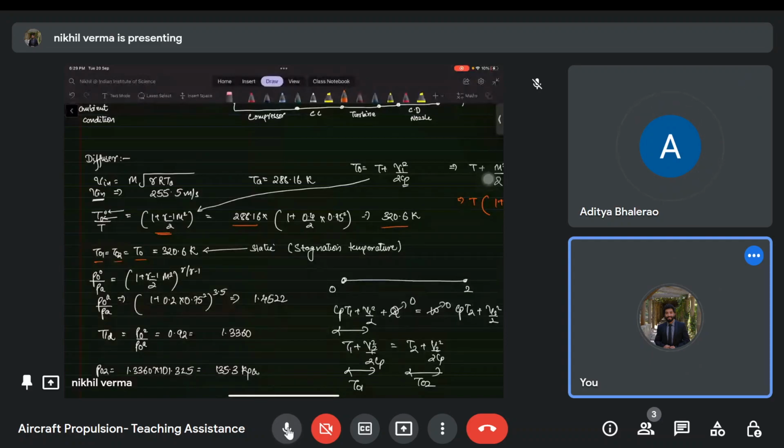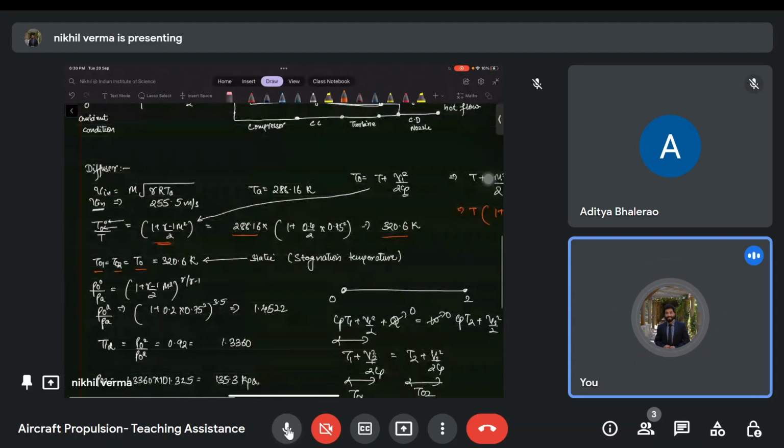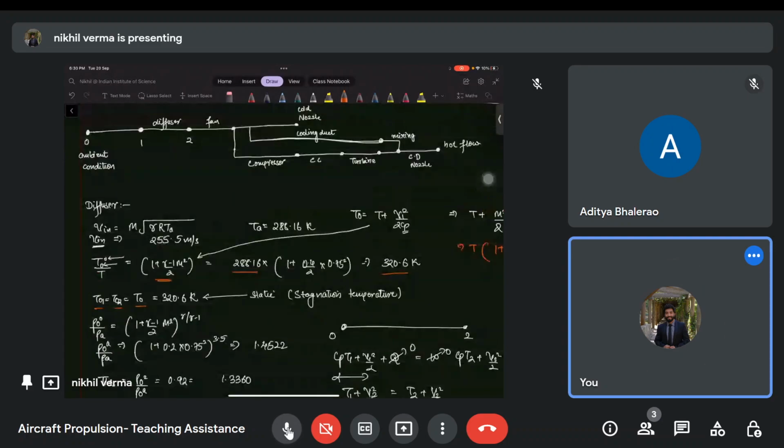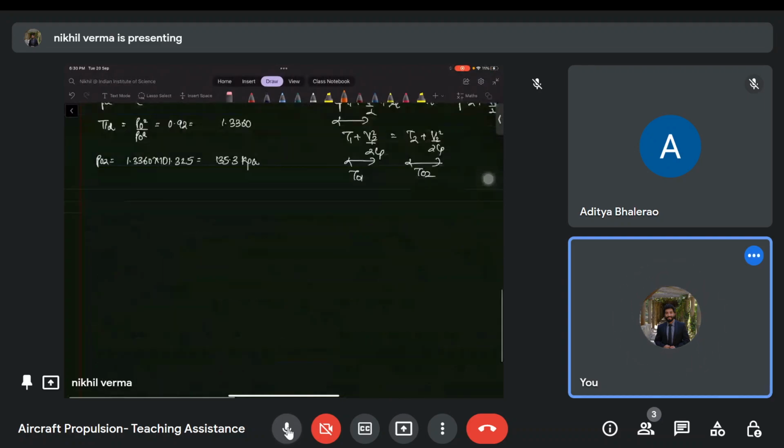When you talk about the static temperature, they will be different at different points, because the velocity will be decreasing and the temperature has to go up. Okay, so let us move ahead, and this is P naught 2.